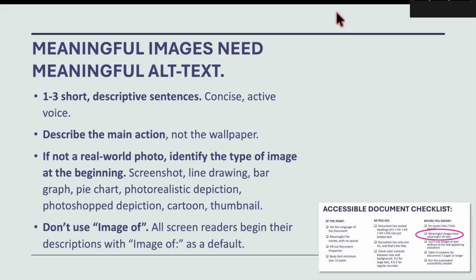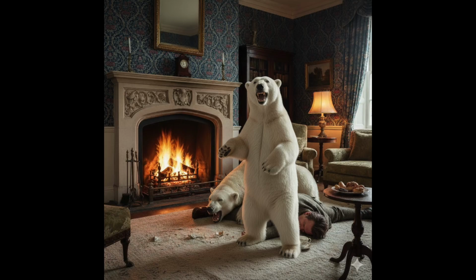When you are deciding what to describe in an image, you want to describe the main action of the image, not the wallpaper. Imagine for a moment that you are using an image of a polar bear standing in a cozy, overstuffed living room with beautiful William Morris wallpaper, and on the rug at the feet of the polar bear is a man who may or may not be injured, dead, or simply asleep. What are you going to spend your 1 to 3 short descriptive sentences on?